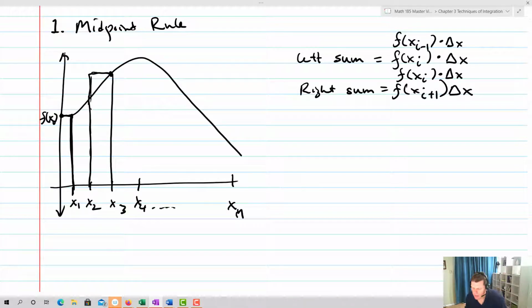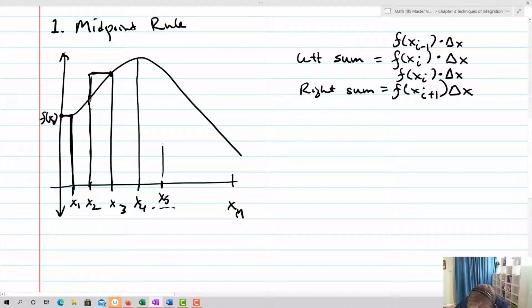Now the idea behind the midpoint rule is, let's say for example I have x1 here, x4 here, and x5. Instead of choosing the right sum or choosing the left sum, instead I'm going to choose the midpoint between the interval endpoints.